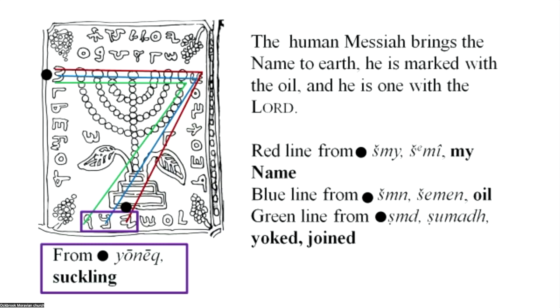Here you have the first three letters. The red line says my name. The blue line says oil, and the green line says yoked or joined together. And the name at the top links down to the letters that say Yonake, the suckling, the little child, the little plant.